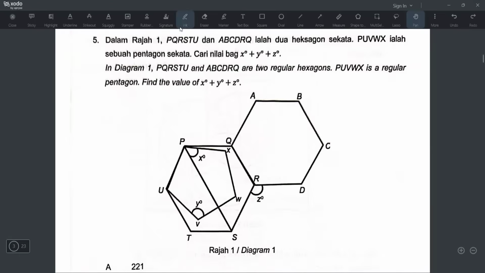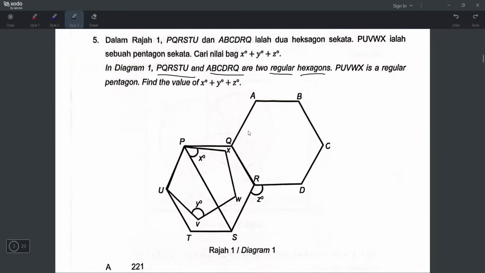Okay, number 5. In diagram 1, PQRSTU and ABCDRQ are two regular hexagons. So where is it? ABCDRQ, this one, and PQRSTU, this big one. They are two regular hexagons. So what's the meaning of regular? Regular means all the sides sama panjang. Yeah, all 6 sides sama panjang. Hexagon has 6 sides.